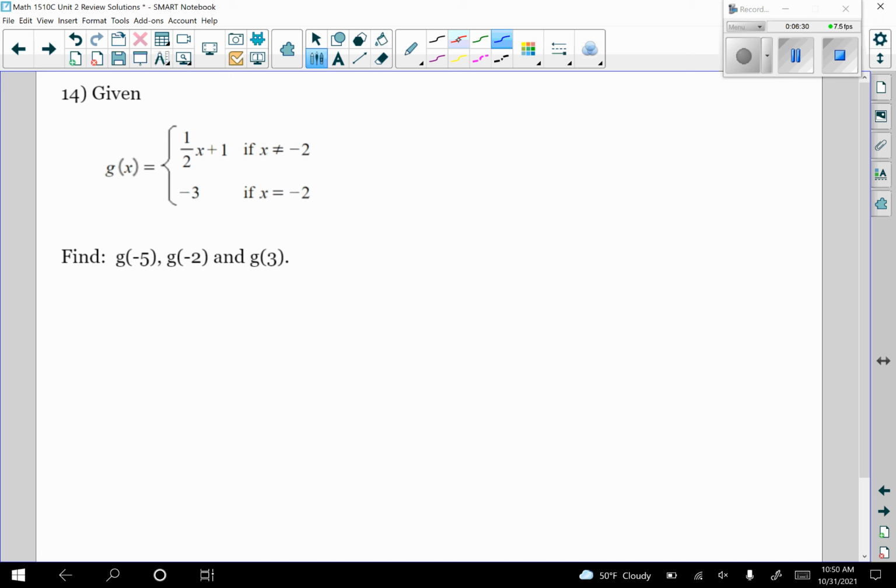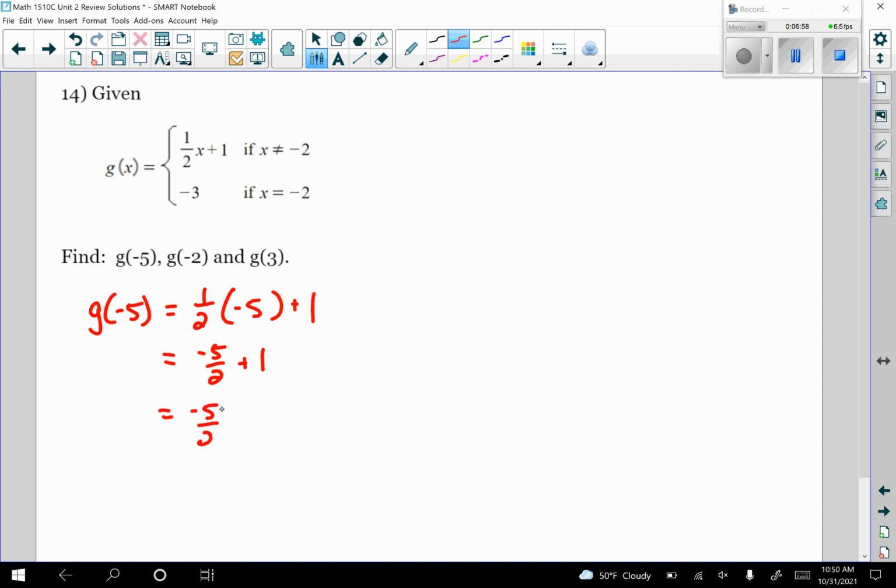All right, for 14, this time we're not asked to graph this, but we just need to use it to evaluate these expressions at these x values. So g of negative 5, where would negative 5 be? Well, we use the first one as long as x is not equal to negative 2. We use the second one if x is equal to negative 2. So negative 5 is not equal to negative 2, so we use the first one, so this becomes 1/2 times negative 5 plus 1. So we get a negative 5/2 plus 1.